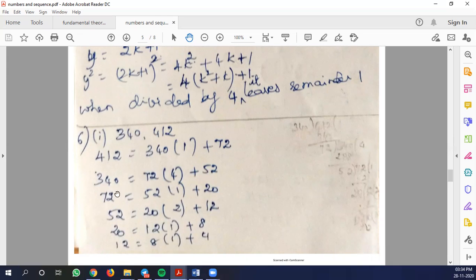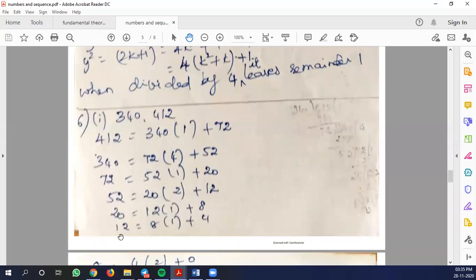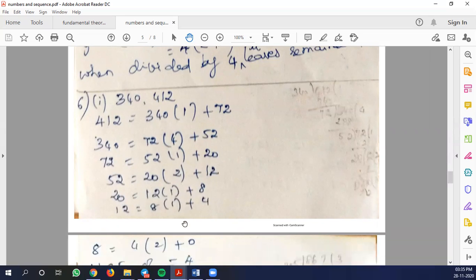Now you take 72, divide 72 by the remainder 52. How many times? Only one time. The remainder is 20, 72 minus 52 is 20. Now you take 52 and divide by 20. 2 into 20 is 40, the remainder is 12. Now you take 20 as the divisor and 12 as the remainder. How many times? Only one time, so the remainder is 8. Now you take 12 and divide by 8, only one time, and the remainder is 4.